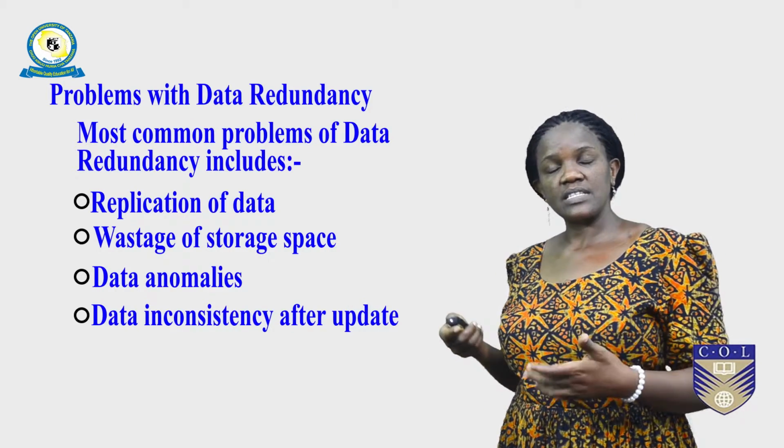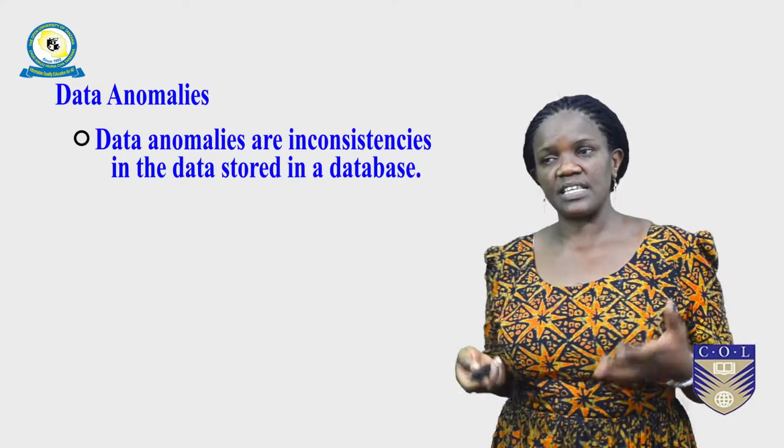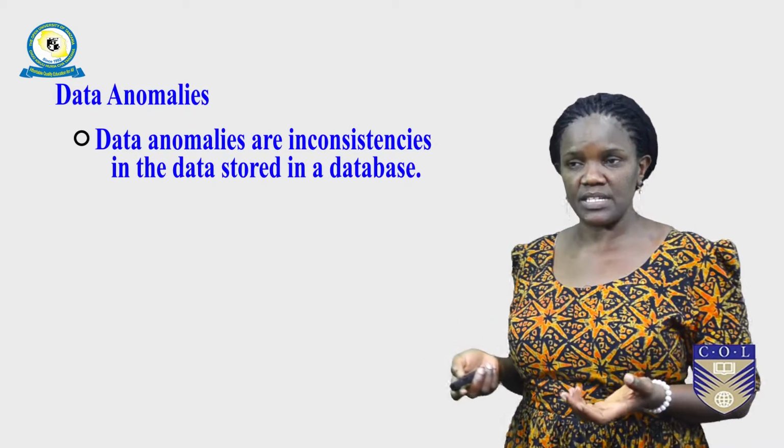In the next session, we are going to cover data anomalies. This is a prerequisite for the next lecture on normalization. We have to understand data anomalies, and then we will better understand how to normalize data to make data perfect for developing and implementing a database. So what are data anomalies? Data anomalies are inconsistencies in the data that is stored in a database.